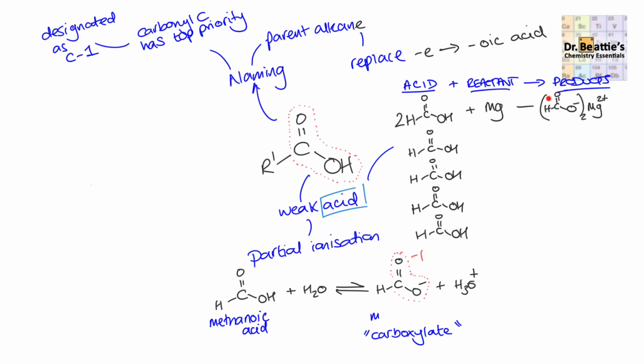Because this is all one species, you have to put brackets around the carboxylate, and to show that you've got 2 of them, you put a subscript 2. And you show clearly the charge on the magnesium ion. Obviously, if this was aluminium, we would then need 3 of these because the ion would be 3 plus. The pattern here is metal plus acid gives salt plus hydrogen.